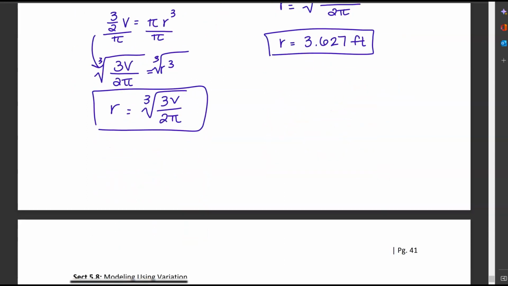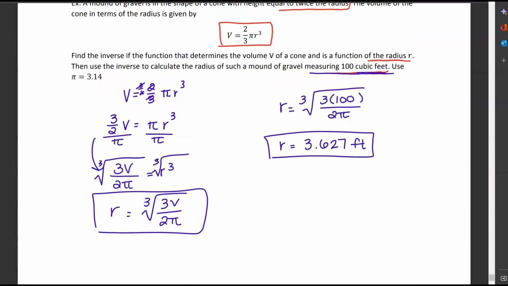All right, so let's take a look. Oh, that's the end of 5.7.